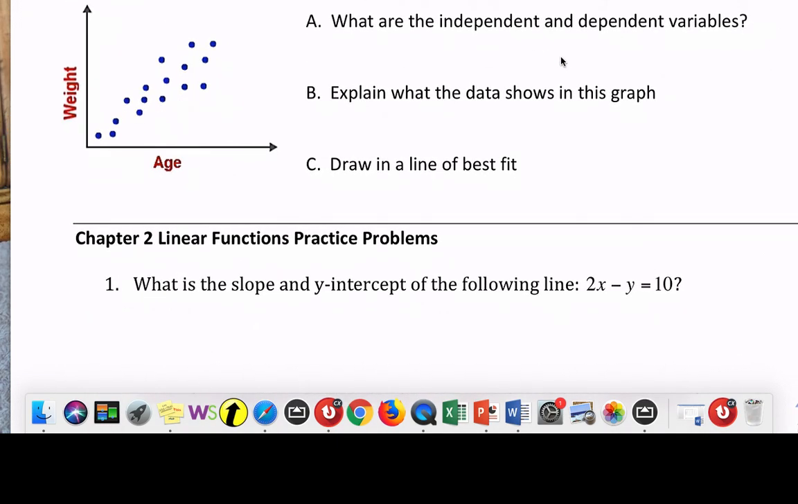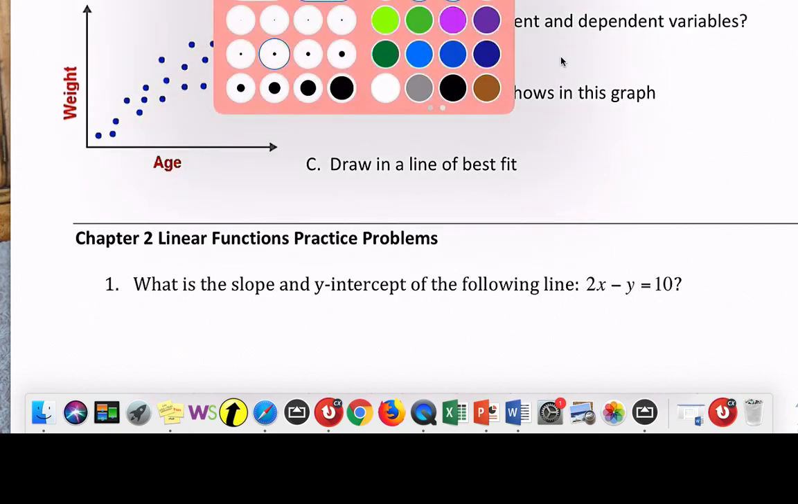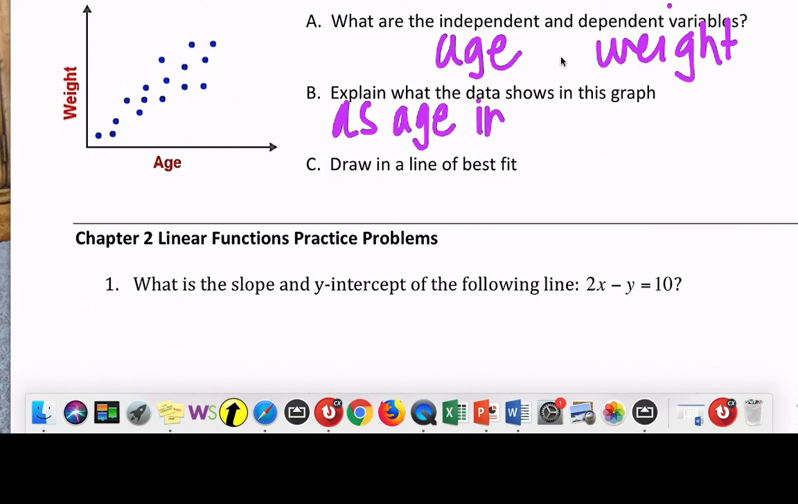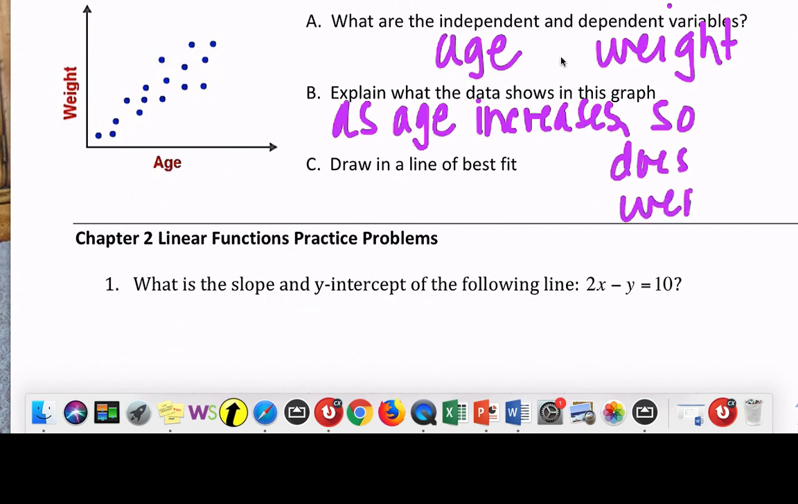All right, we also talked about correlation and line of best fit. In this graph, what are the independent and dependent variable? Well, in graphs, the independent variable is on the x-axis, so the independent is age. The dependent would be weight. Explain what the data shows us. It shows us that as age increases, so does weight.